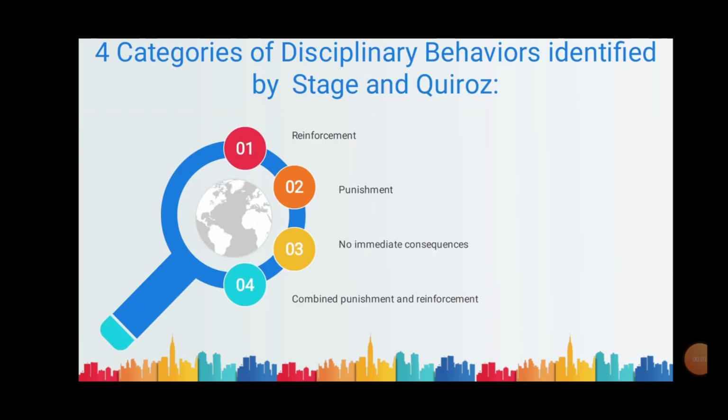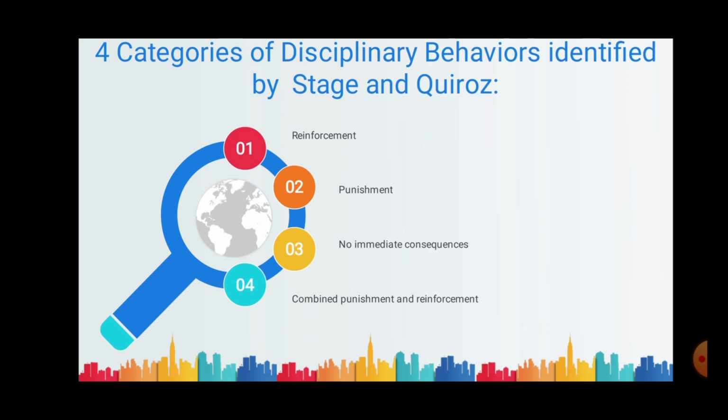Four of the categories of disciplinary behaviors identified by Stage and Kires are particularly relevant to the discussion here. They are: the first one is reinforcement, the second one is punishment, the third one is no immediate consequences, and the last one is combined punishment and reinforcement. Disciplinary techniques that fall into the category of reinforcement involve recognition or reward for positive behavior or for timely cessation of negative behavior.